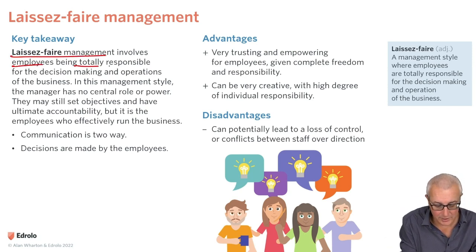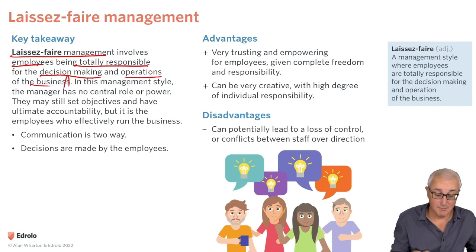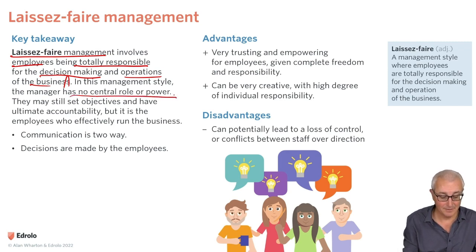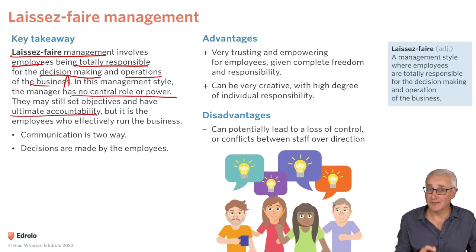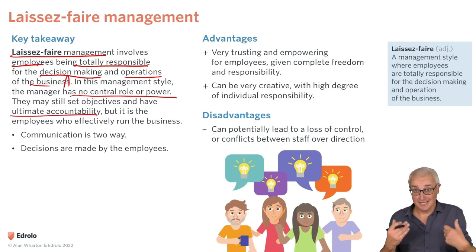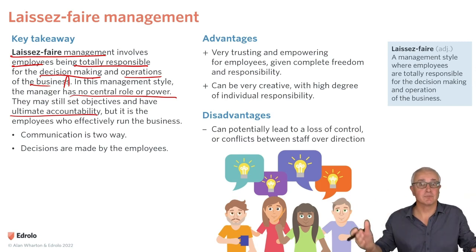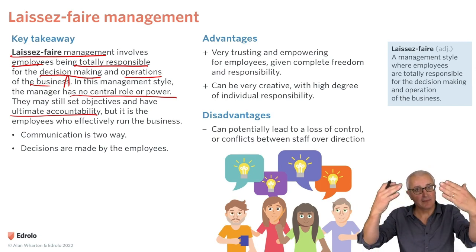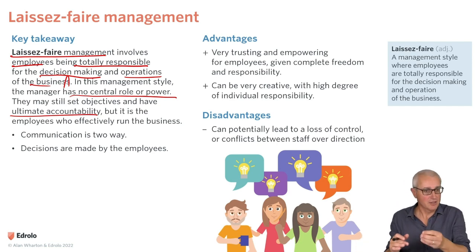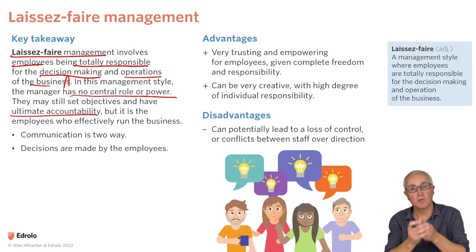the employees are totally responsible for the decision making and operations. The manager no longer has any central role or power. They're still going to retain the ultimate accountability. So what we mean by that is, okay, if the project fails, it is still my fault because I'm accountable for it. But I'm leaving the decision making, the activities, the tasks, the duties, who performs what role, to the employees to make their own decisions.